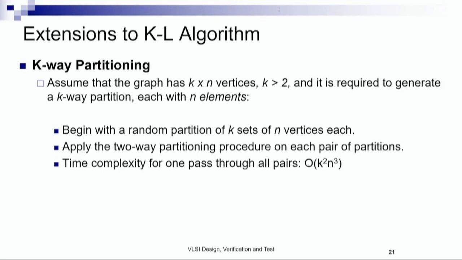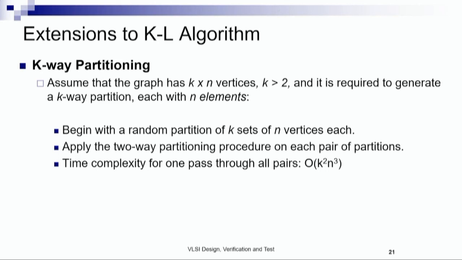If you want to have k-way partitioning instead of two-way partitioning, let us assume that the graph has k times n vertices, k greater than 2, and it is required to generate a k-way partition, each containing n elements. So what do we do? We begin with a random partition of k sets of n vertices each, and then apply the two-way partitioning procedure on each pair of partitions.